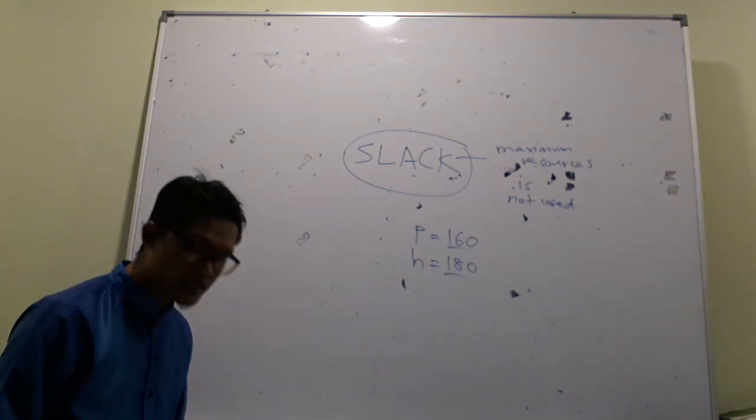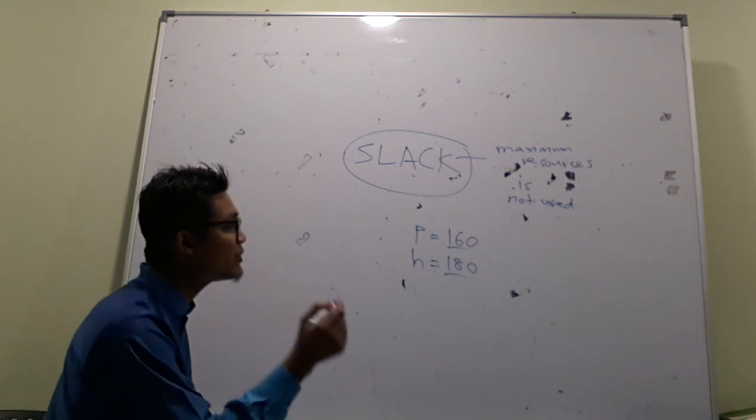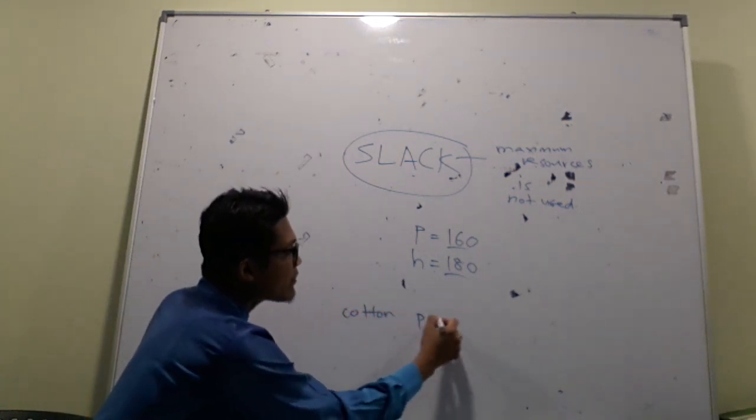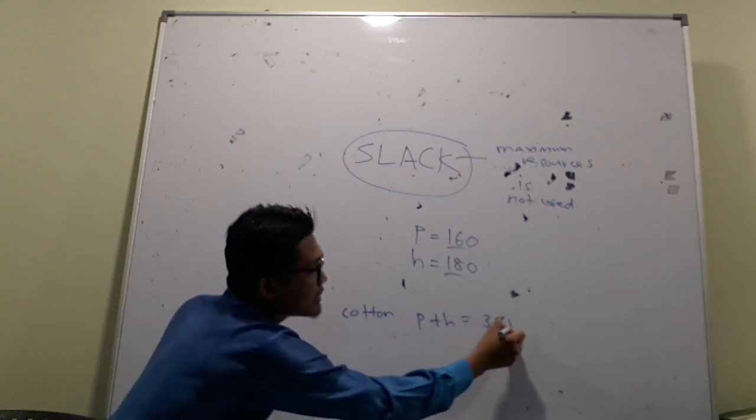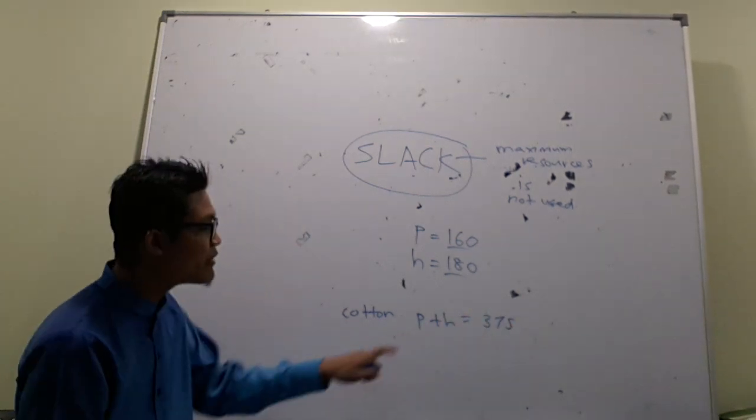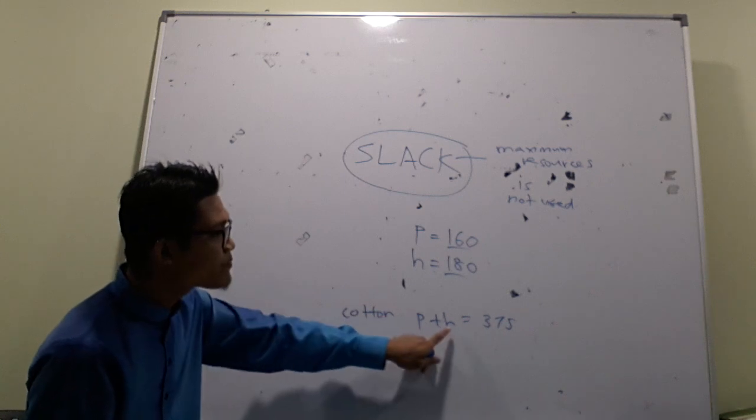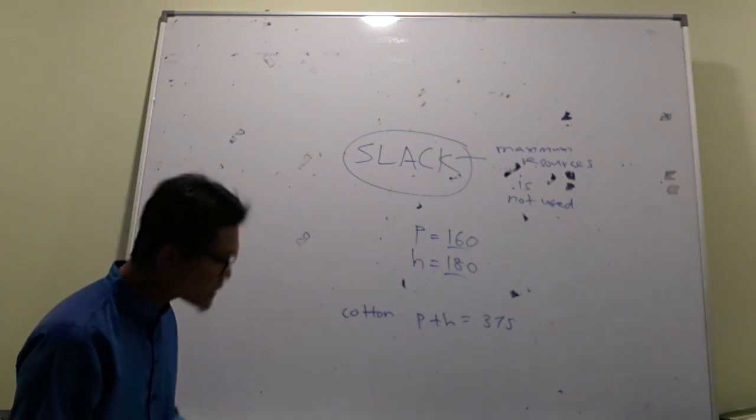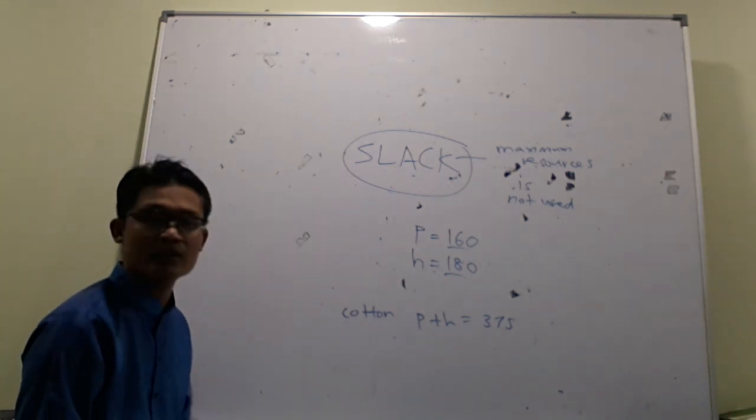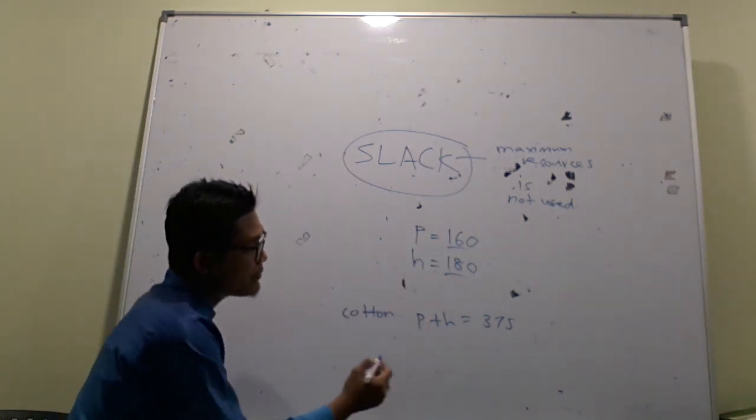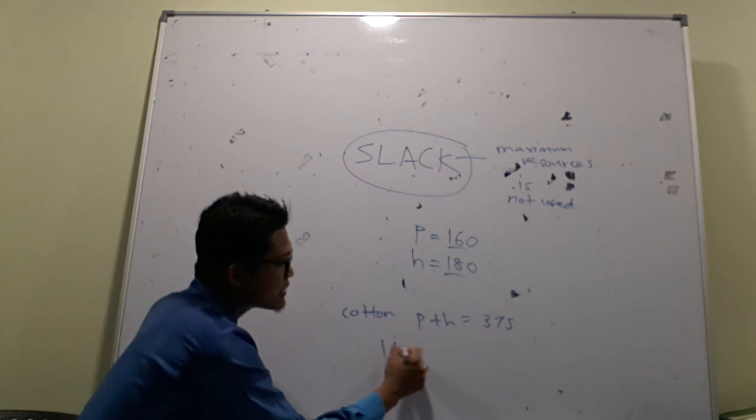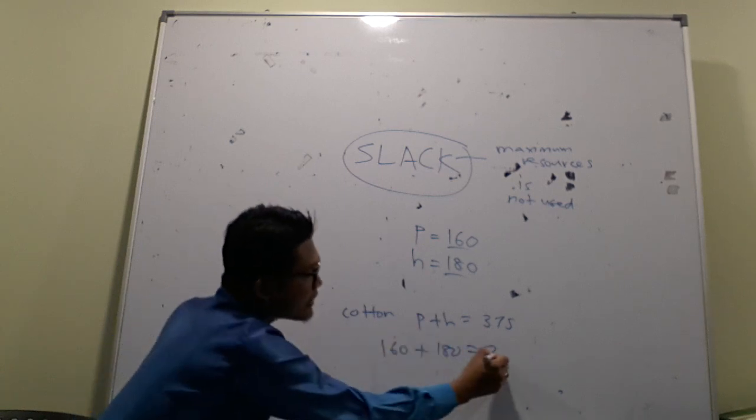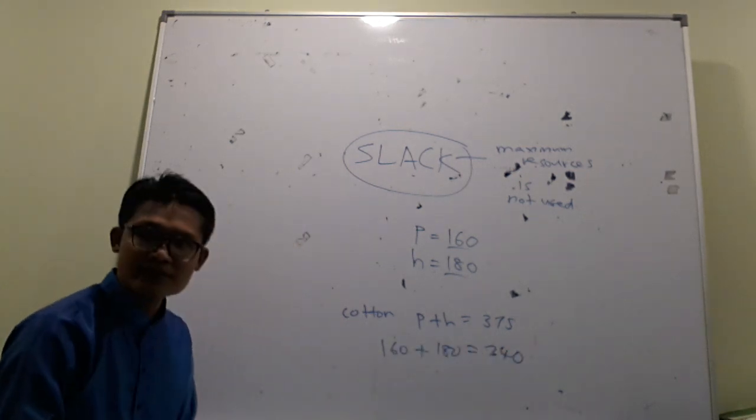What about looking for the right figure for that, right? So we know the cotton equation is quite easy, which is P plus H equal to 375. Because for every P it requires 1 meter square of cotton, and for every H it requires likewise 1 meter square of cotton as well. So that will give you 160 plus 180 is equal to 340. Right, you understand what I'm saying?